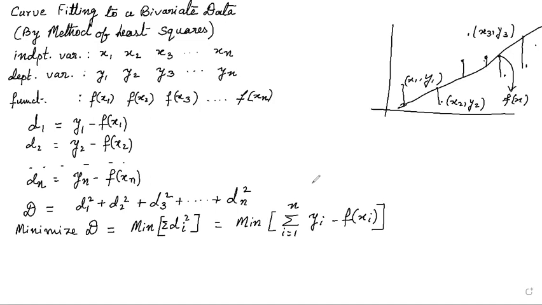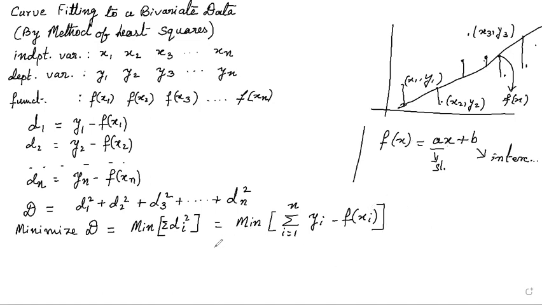If we are going to fit a straight line, then we need to write our f(x) accordingly. If we are going to fit a parabola, then our f(x) will be changed accordingly. In this case, I'm going to fit a straight line to this scatter diagram or bivariate data. So my f(x) will be the equation of a straight line. Let it be ax plus b, where a is the slope of the line and b is the intercept of the line. So I'm replacing f(xi) with a xi plus b.